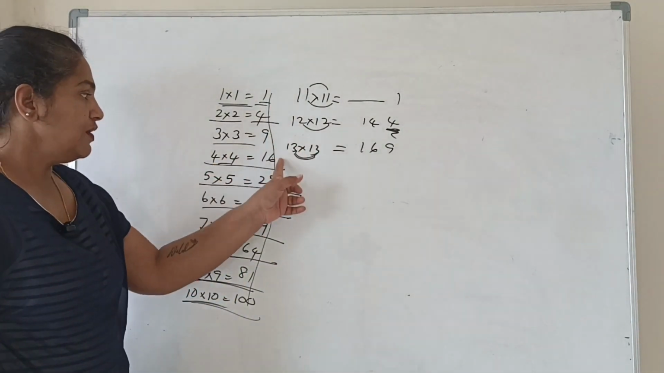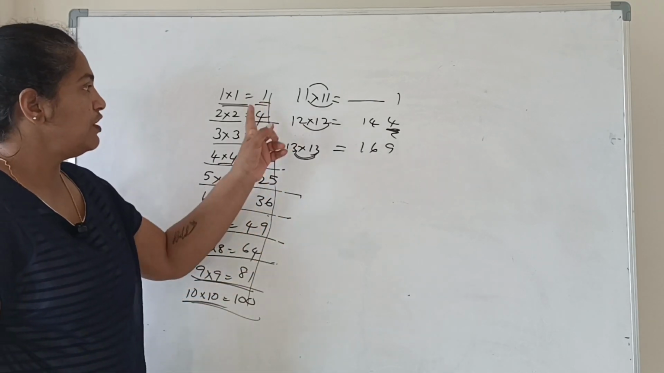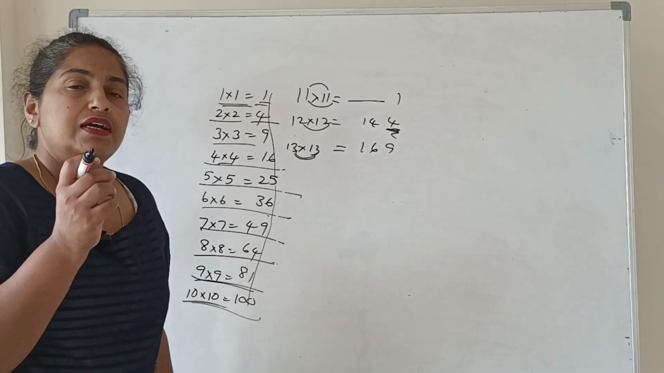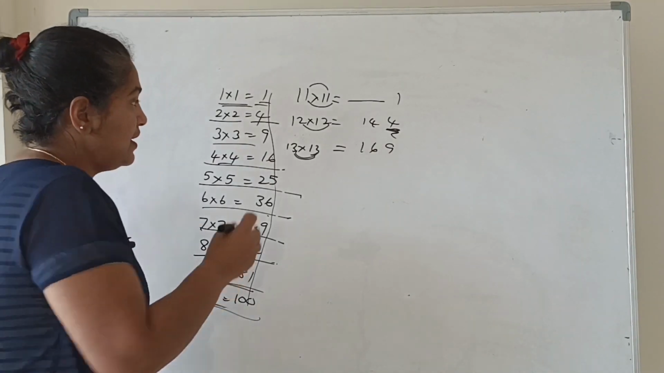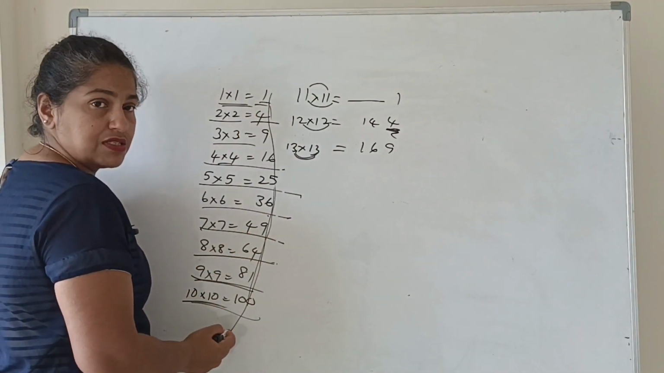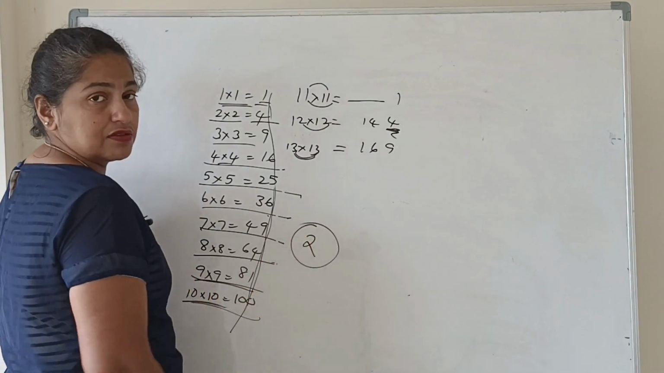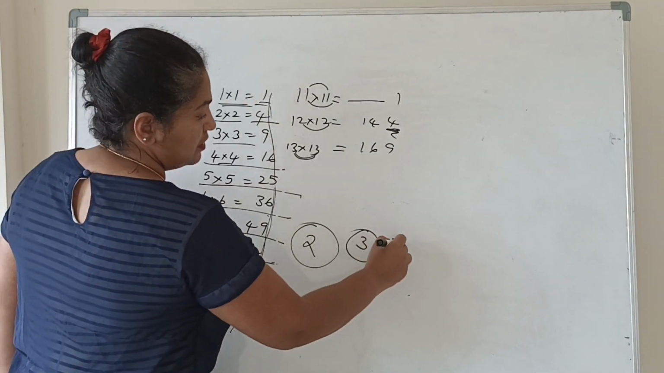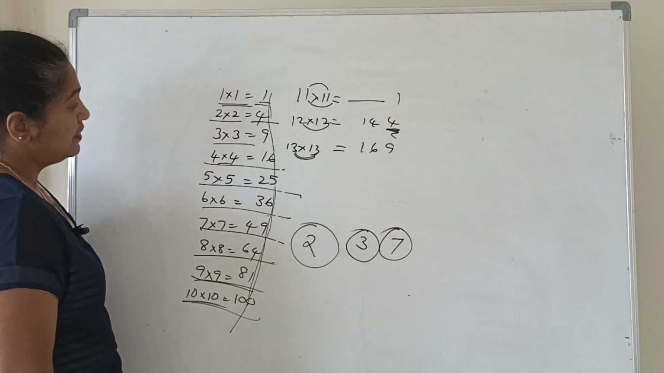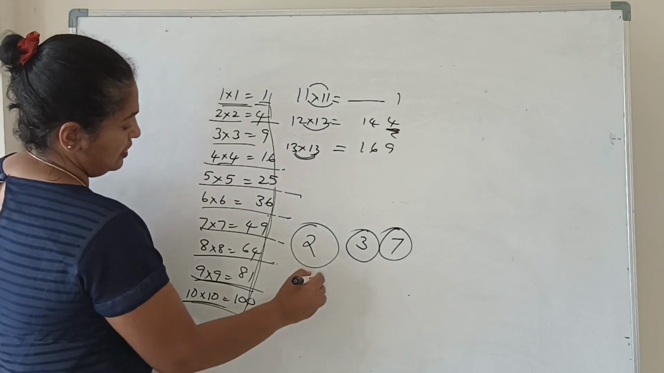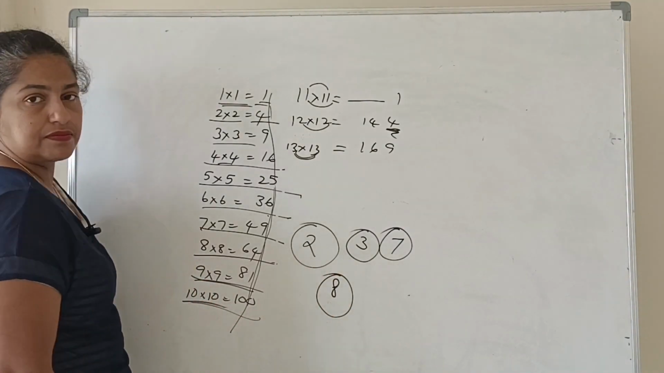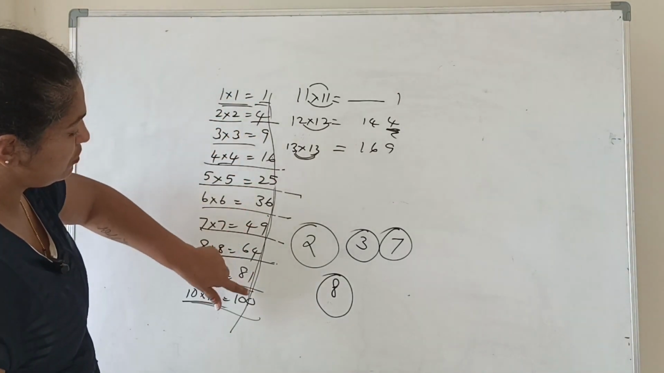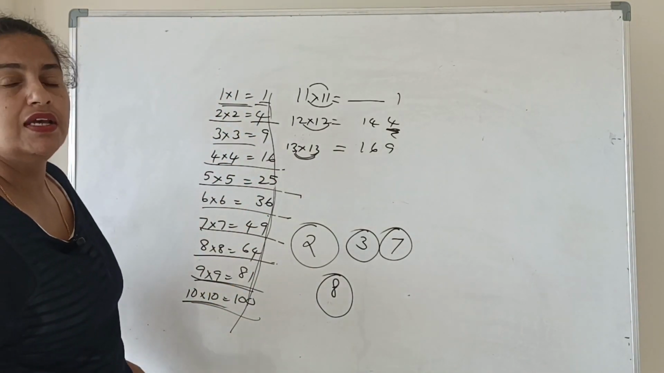Now, all these are perfect squares. 1, 4, 9, 16, 25, 36, all these are perfect squares. What is a digit that is not appearing in the last digit of any of these numbers? 2 is not there. 3 is not there. 7 is not there. Then which number is not there? 8 is not there. Okay. The remaining all the digits are appearing in the square of these numbers.